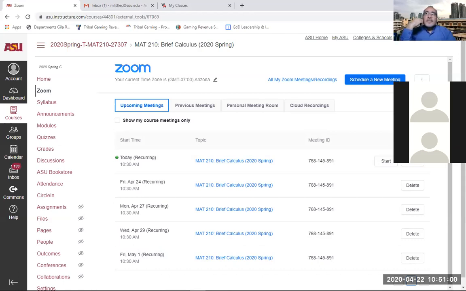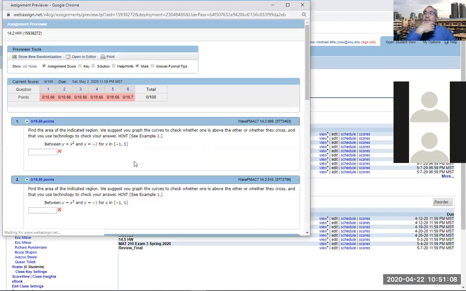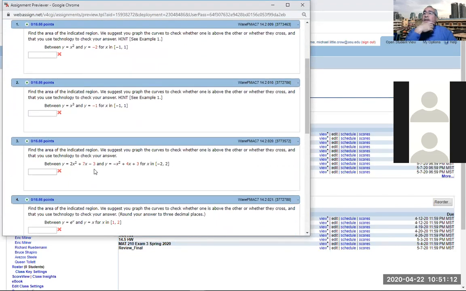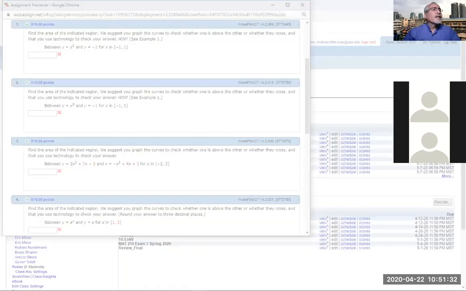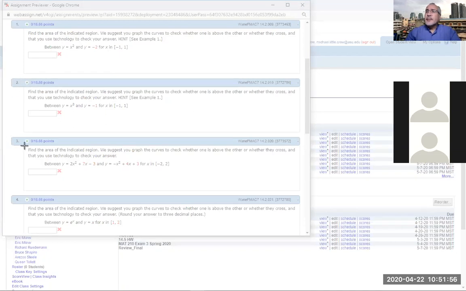Can we take a look at 14.2, number 3? 14.2. So this is an area between two curves. Which is actually a very good prelude into 14.4. This is the right one? Let's see. Yeah. So what is going on? Number 3.